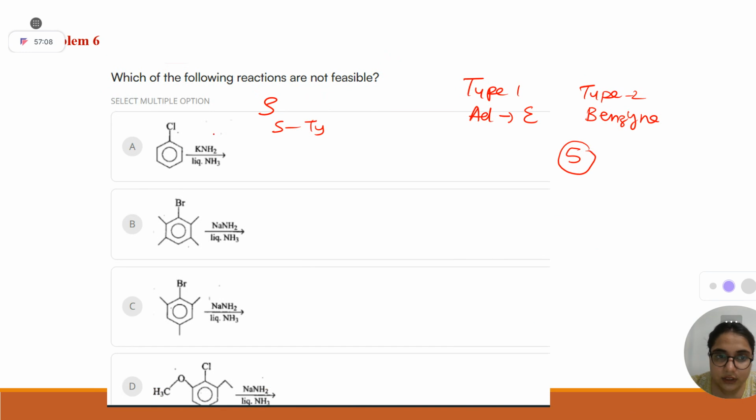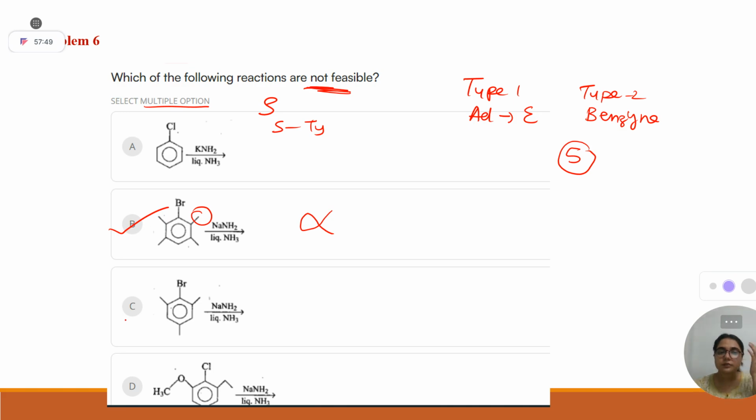So I was explaining to you in this B part, type 1 is not possible because there are no electron withdrawing groups, and these methyl groups are electron donating via plus inductive effect. But for type 2, they are not having adjacent protons, correct? So this reaction is not feasible, and this is a multiple option question. Option A is correct, but our main question is which reactions are not feasible. So option B is correct because yes, this reaction is not feasible.